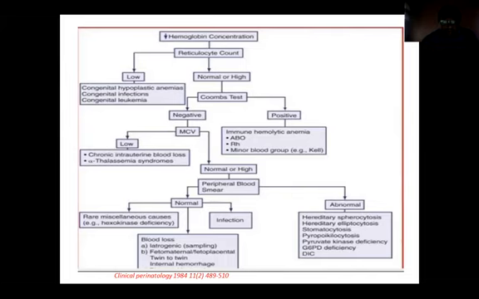If it is negative, we get MCV done. If MCV is low, it is because of chronic blood loss or thalassemia syndromes. If it is normal or high, we then get a peripheral blood smear done. If it is normal, then it is mainly because of blood loss. If it is abnormal, that means there are abnormal shapes. So hereditary spherocytosis, elliptocytosis, all those things will come into the picture.